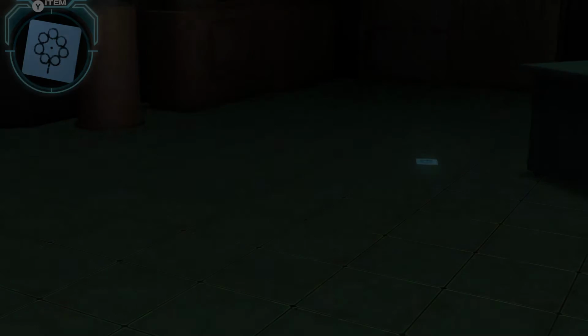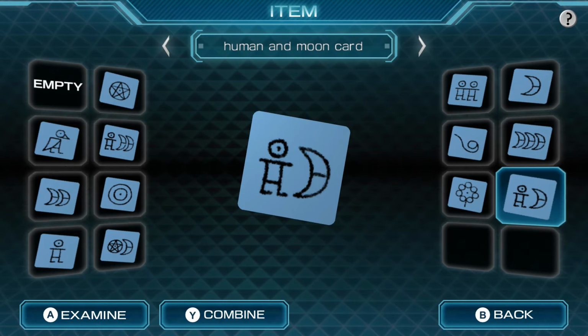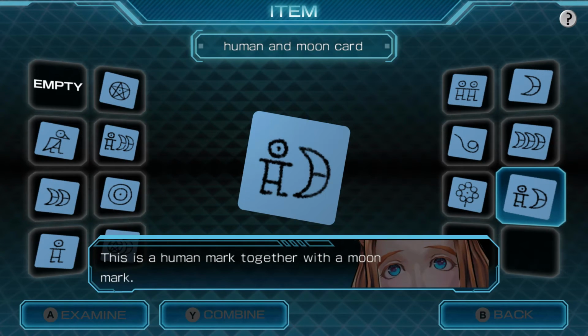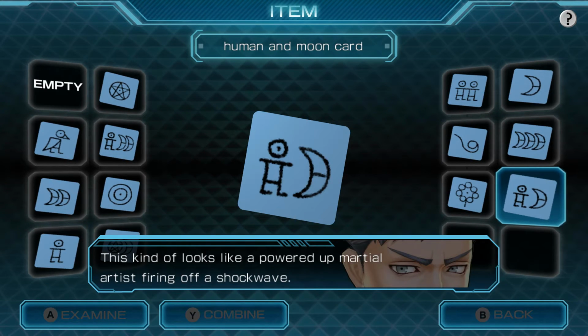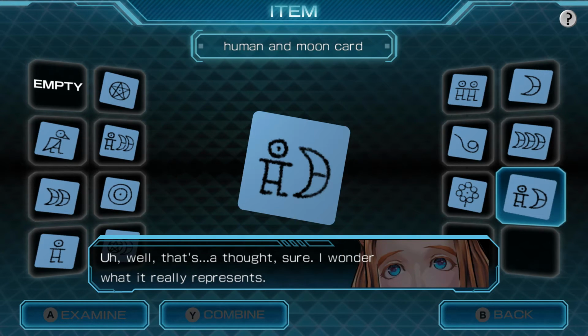Another card. Human and moon card. It's the human mark together with a moon mark. Kind of looks like a powered-up martial artist fighting off a shockwave. Well, that's a thought, sure. I wonder what it really represents.